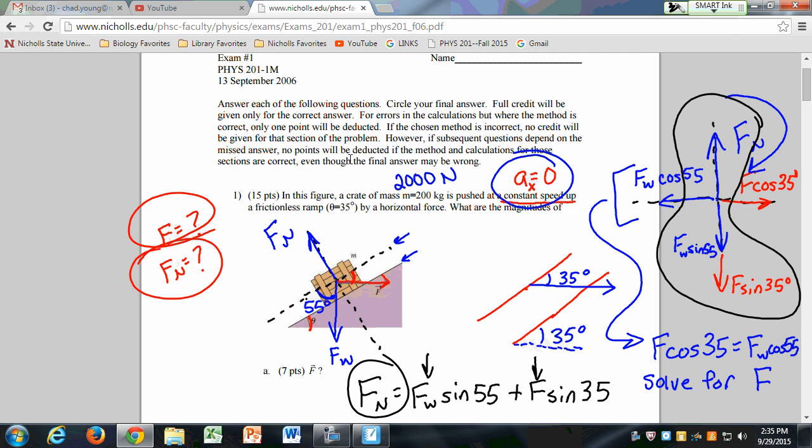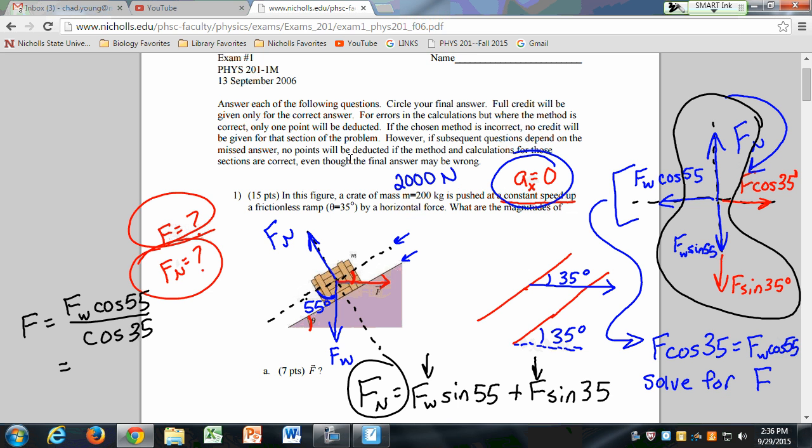So I have this f cosine 35 equals fw cosine 55. That comes about from here, where I know that these forces have to be equal but opposite because it's not accelerating. So the sum of the forces in the x direction has to equal 0. So this force minus this force has to equal 0. So these two are equal. So here I can solve that. I'll do it over here on the left where I have more space. If I solve for f, it's just going to be fw cosine 55 divided by cosine of 35.